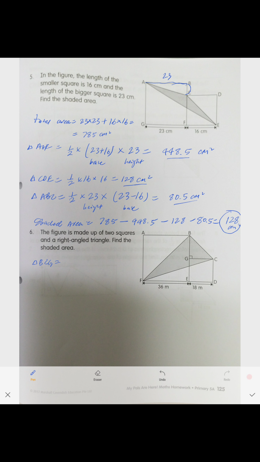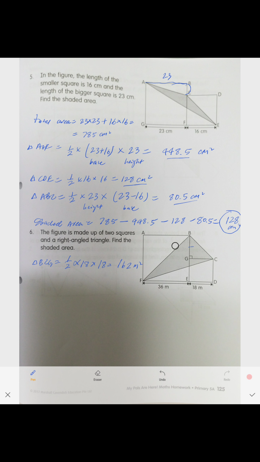to. You can see this one is the side of the square, so 18. And same here, 18, because this side is 18 too. So actually, G is the midpoint. It's dividing into two equal halves. So 1/2 times 18 times 18 is equal to what? 162 square meters. We operate with square meters.